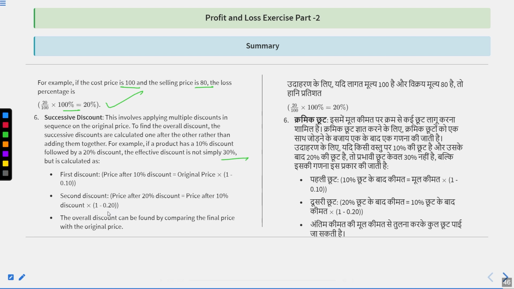Clear? The overall discount can be found by comparing the final price with the original price. Thank you.